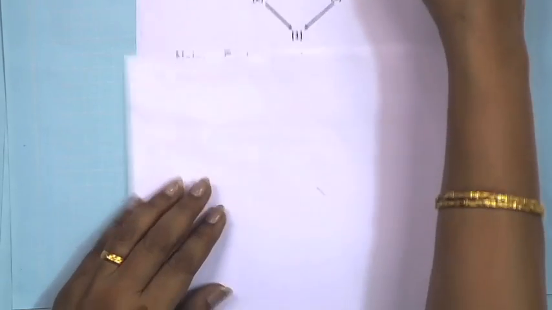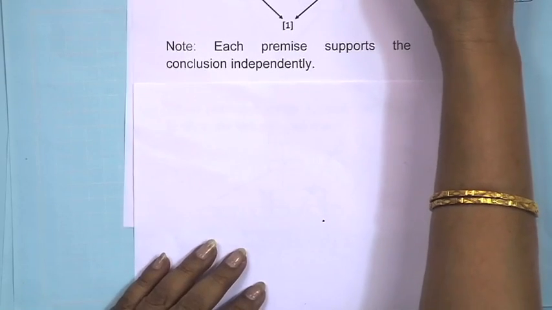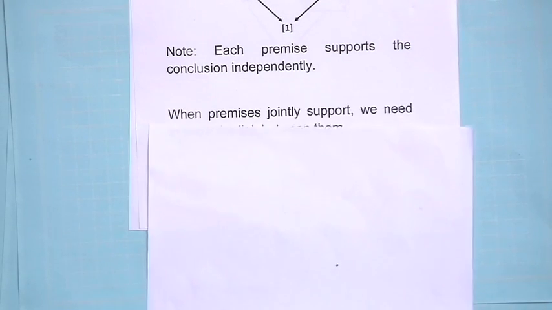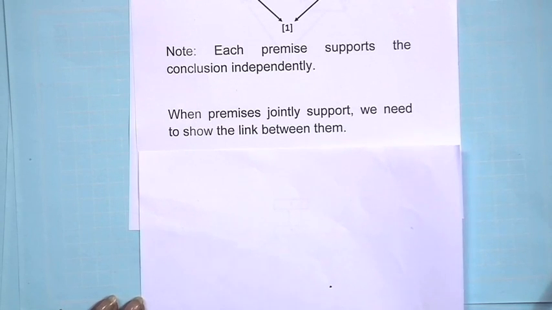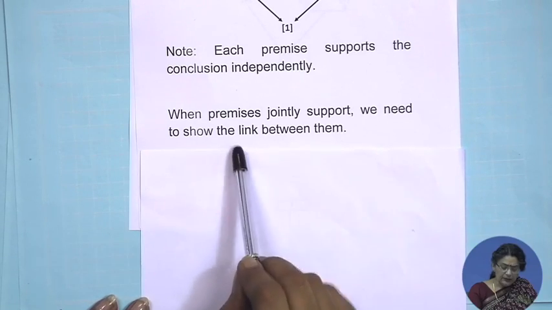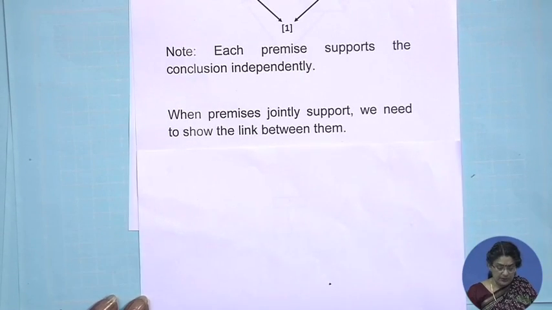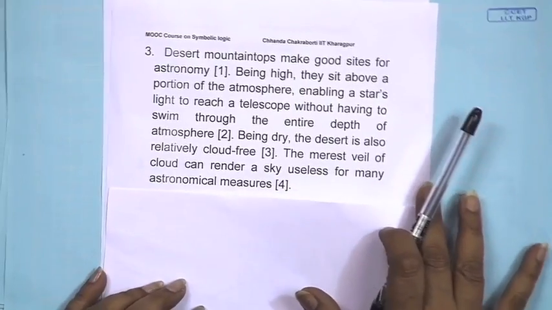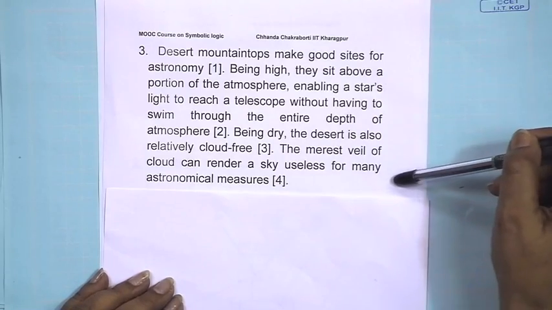Let us take another example. So, independent support, and we do not join it together. But when we find that the premises jointly are supporting, or that there is some internal connection between the premises, then we need to show the link between the premises, and that is another example that we will try to look into. This is something that we have encountered earlier. So, this passage is rather longish, but we have seen this earlier.